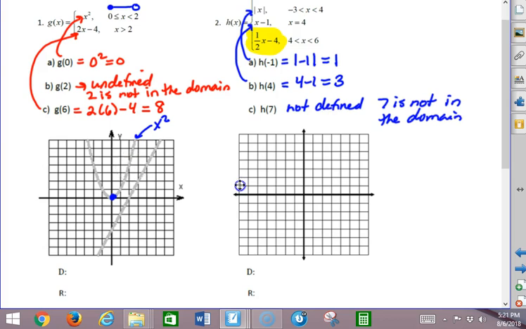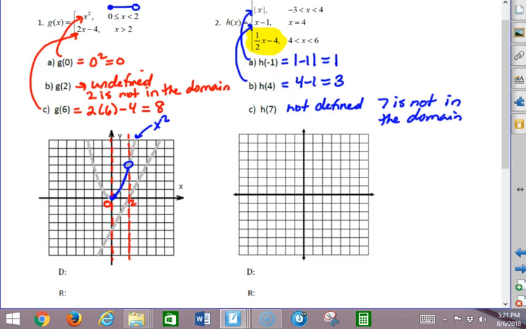Put an open circle there, and then I'm going to use only the section of the graph that is in between the x values 0 and 2. So we can think of this as a section of the graph here. So I'm only looking at the section of the parabola that is in between 0 and 2 on the x-axis.